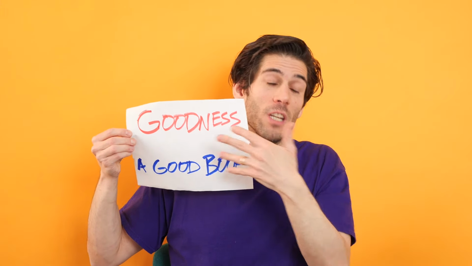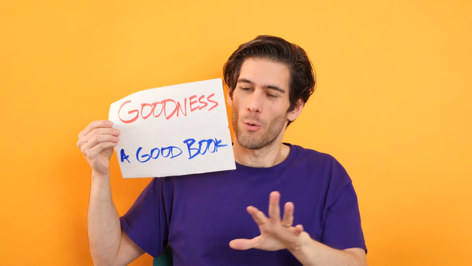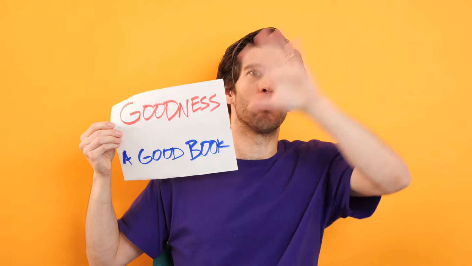Some examples of abstract versus concrete are goodness, which is abstract, and a good book, which is concrete. Although the wrinkle is, if I said good books in general, that would be abstract. But if I say that book is a good book and I'm pointing towards Harry Potter or whatever, that's concrete. I can pick it up and read it.